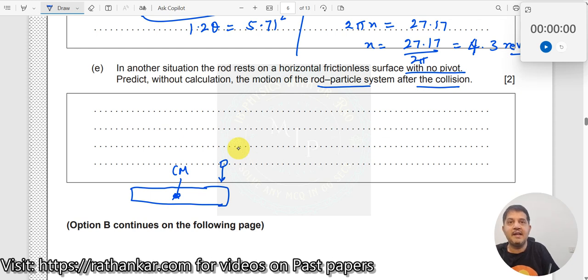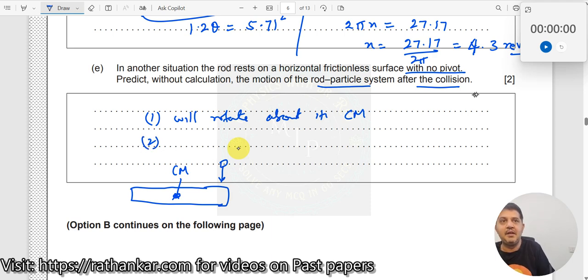Now, what can happen over here? Let us see. Predict the motion of the rod particle system after the collision. So what can happen over here? You can just say the first one is, the particle will rotate about its center of mass. This is the first thing that can happen. This is for 2 marks.